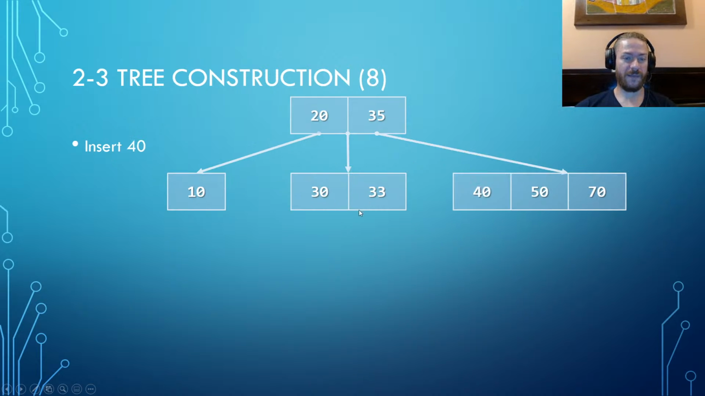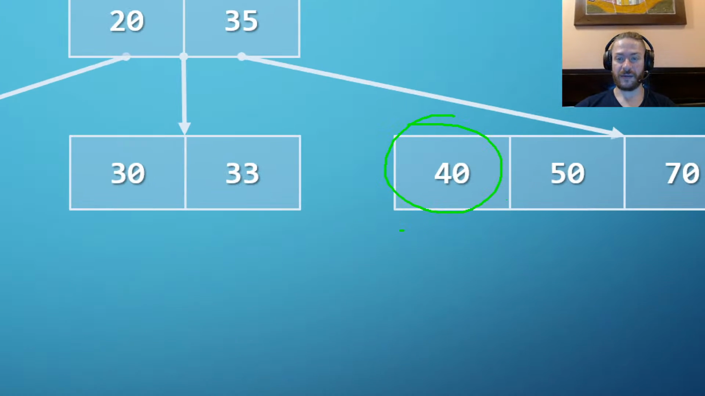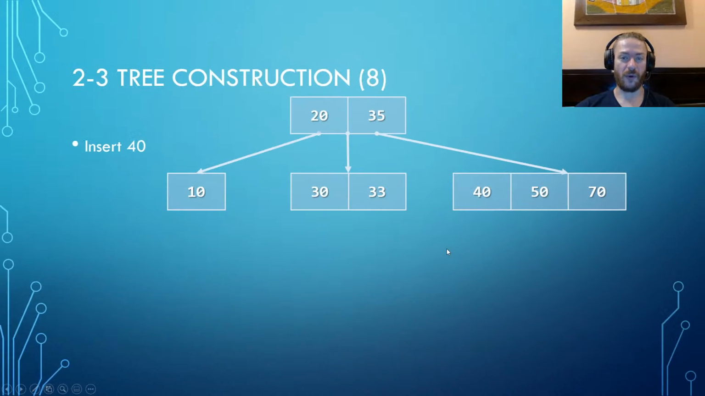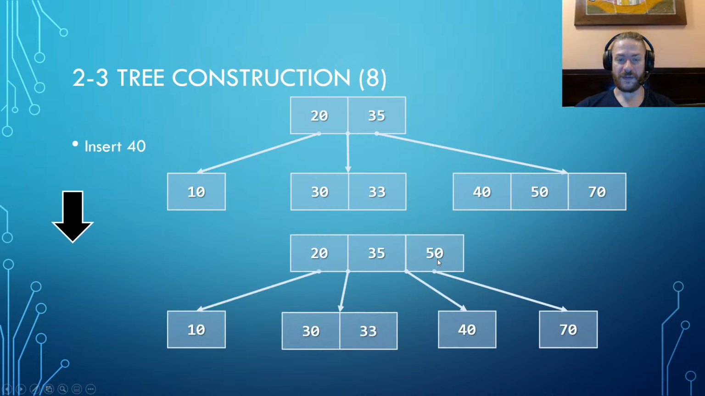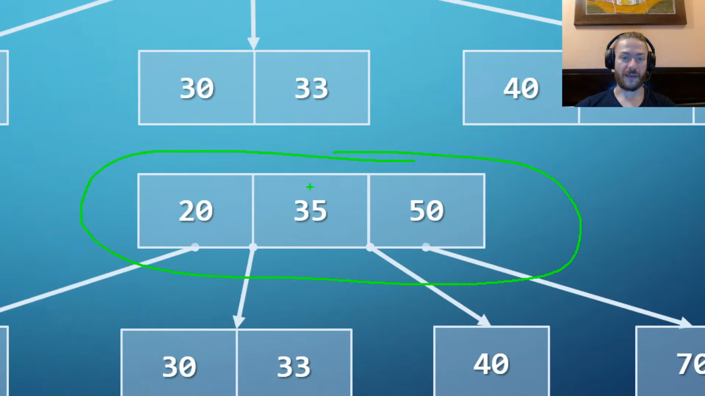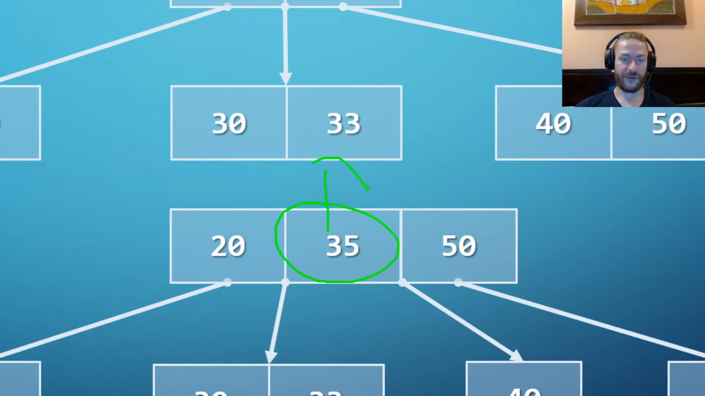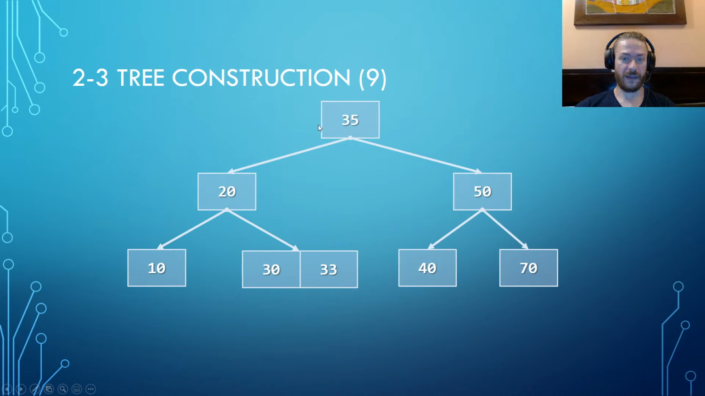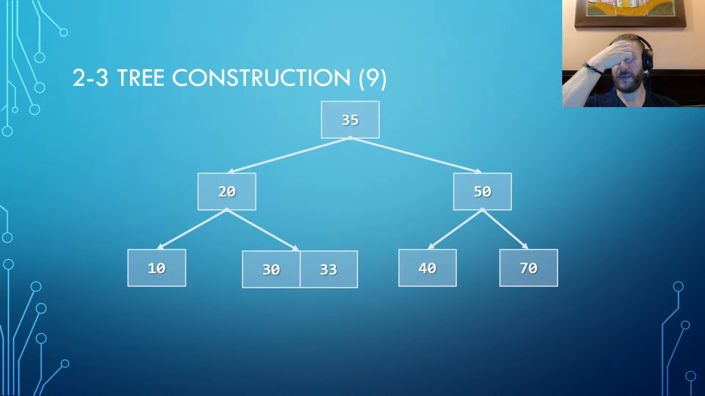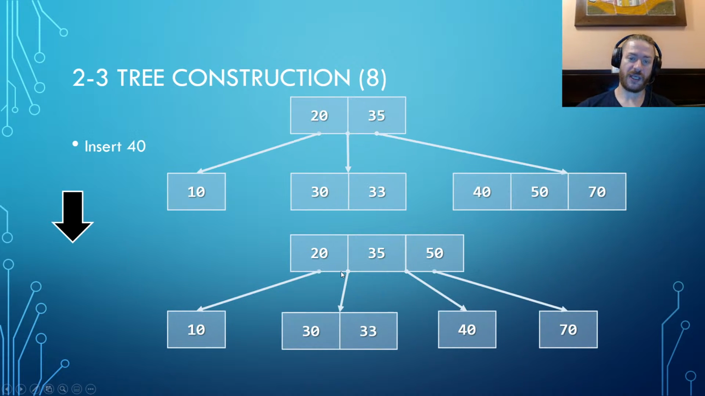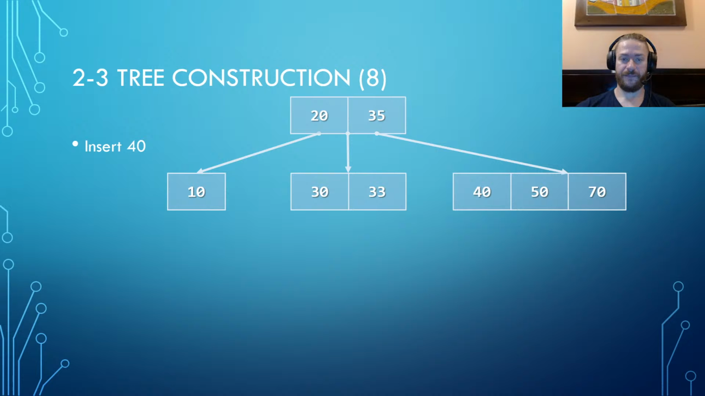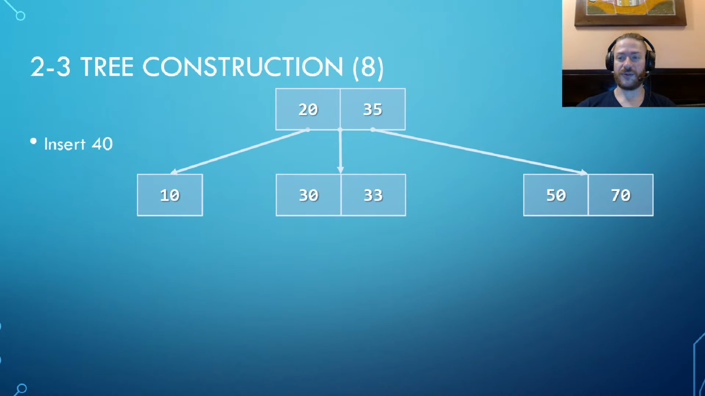We need to add 40, it comes here, but this becomes an invalid node, so we need to promote 50. We promote 50, but 50 becomes an invalid node next to 35 and 20. So what we need to do is promote the 35. And done. This way the tree grows much slower than a normal tree. As we can see, we already added a lot of values and still only a height of 2.